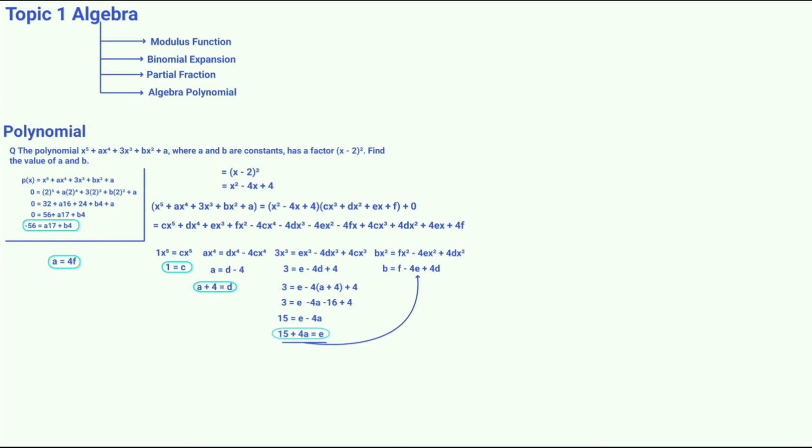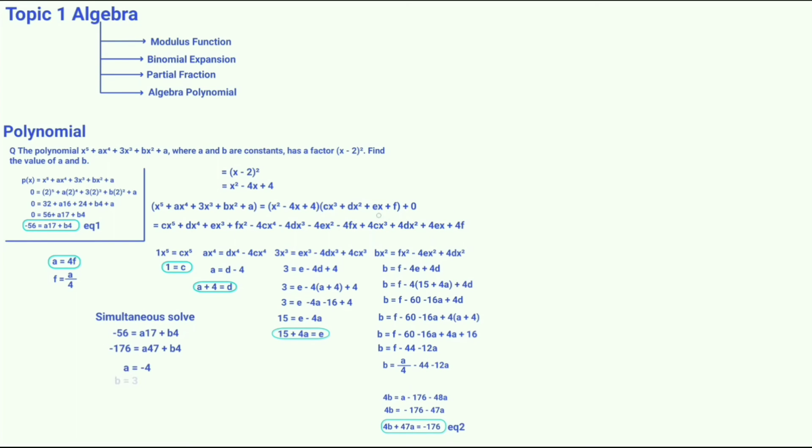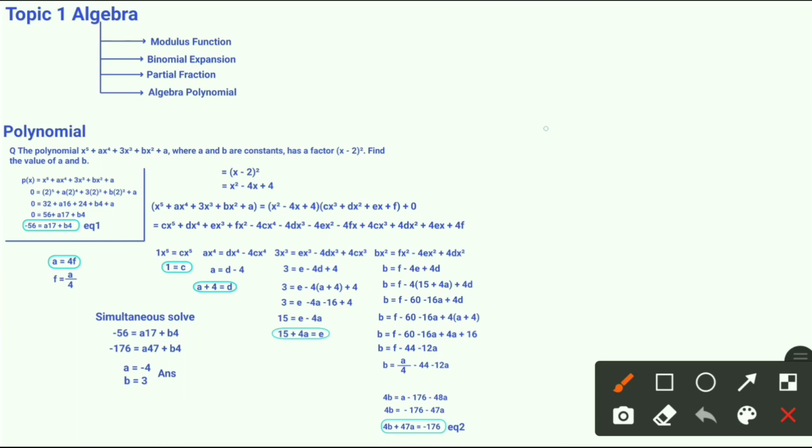Substituting to one another. Get this one. You put it in here. Multiply both sides and you get another equation. You solve simultaneously and you get the answer. There you go.